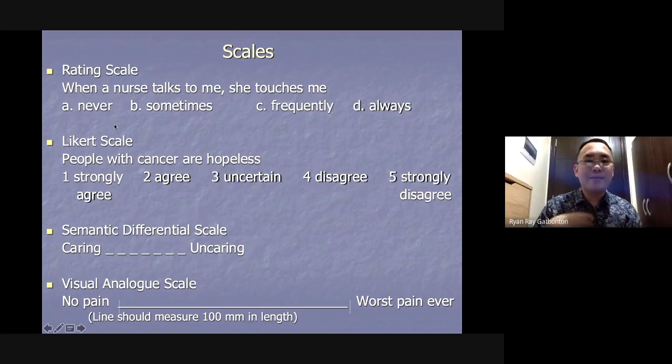Okay? A Likert scale, on the other hand, is slightly different from a rating scale. A Likert scale also appears in a continuum, but it is only used to reflect agreement on a certain statement. So, Likert scales are best characterized by words such as agree, strongly disagree, uncertain, etc. So those are Likert scales, because Likert scales are always used to reflect agreement on a certain statement.